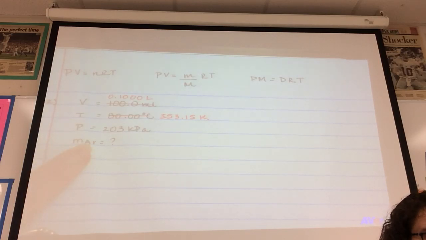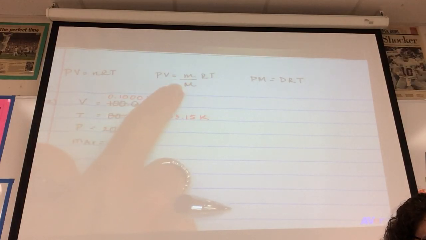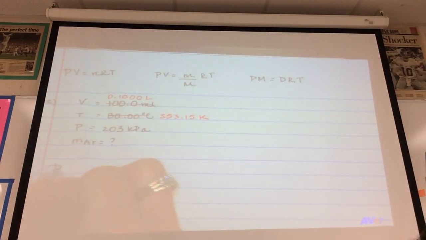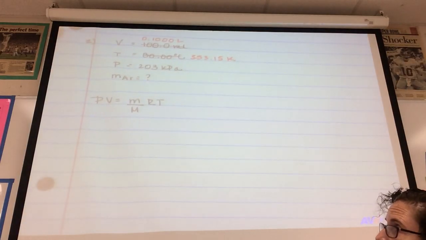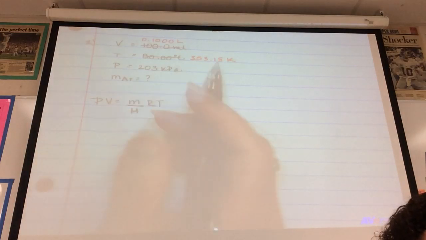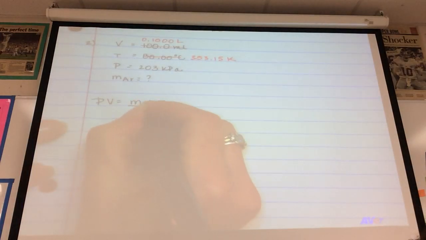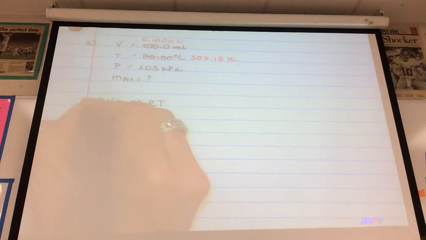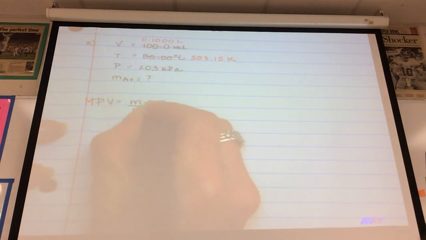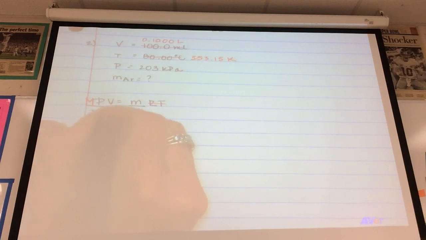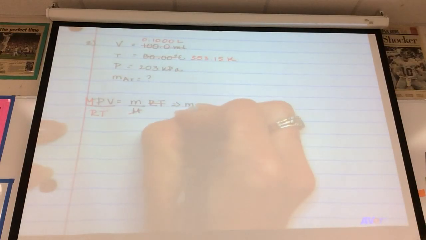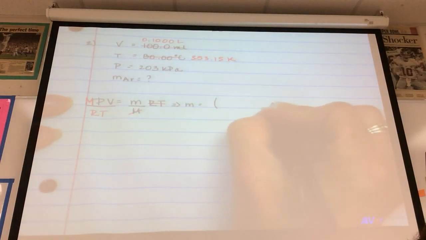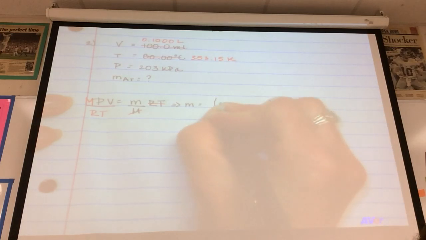We want little m. So I'm going to use this formula. Now be careful with the variable manipulation. Some of you are very strong here, others need a little more work. If I'm solving for little m, I need to first multiply both sides by big M and then divide both sides by RT. Where do I get the molar mass of argon from? The periodic table. You got it.